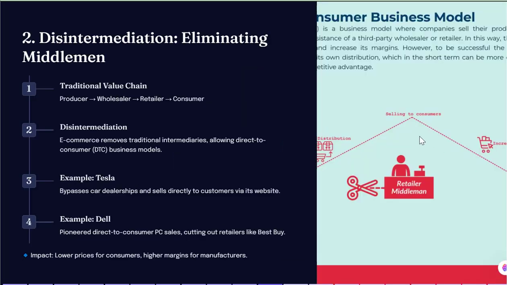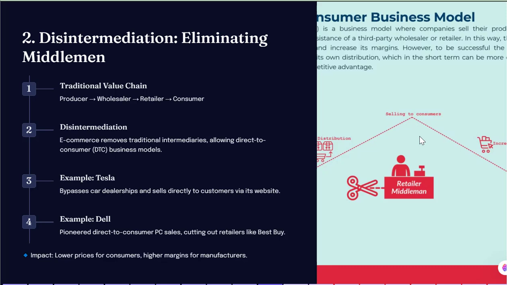For example, we look at disintermediation, eliminating the middleman. The traditional value chain involves multiple intermediaries between the producer and customer, including the producer, the wholesaler, the retailers, and finally the consumer. Disintermediation refers to the removal of these traditional intermediaries, allowing for the direct-to-consumer (DTC) business model, from the manufacturer directly to the consumers.